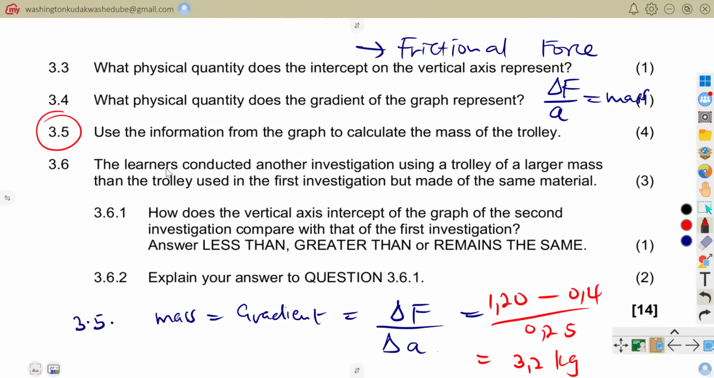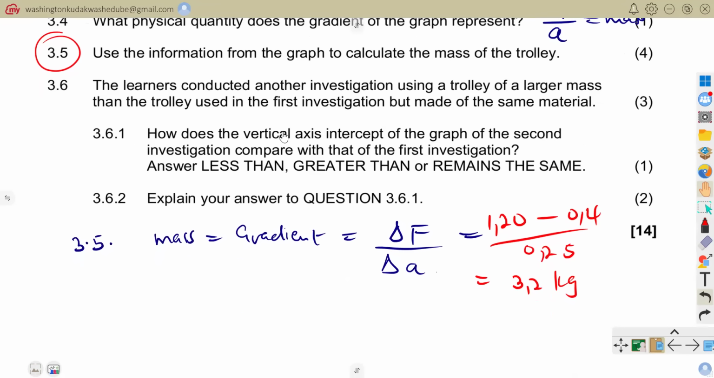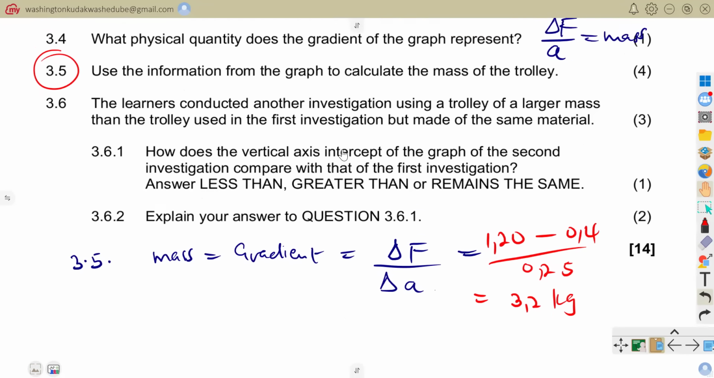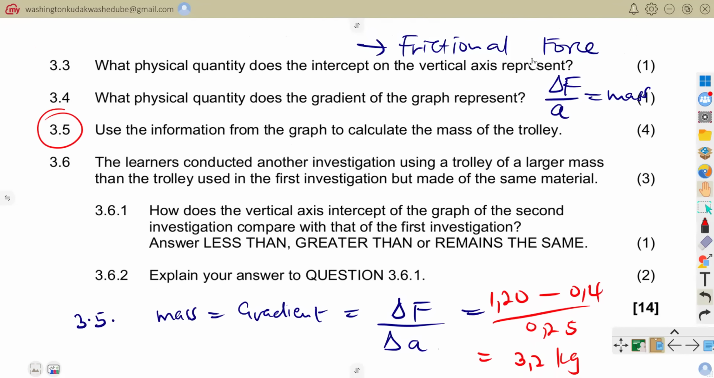Now, 3.6: the learners conducted another investigation using a trolley of a larger mass than the trolley used in the first investigation, but made of the same material. How does the vertical axis intercept of the graph of the second investigation compare with that of the first investigation? Is it less than, greater than, or does it remain the same? We say the vertical intercept is the frictional force. Now, I'm having a greater mass.